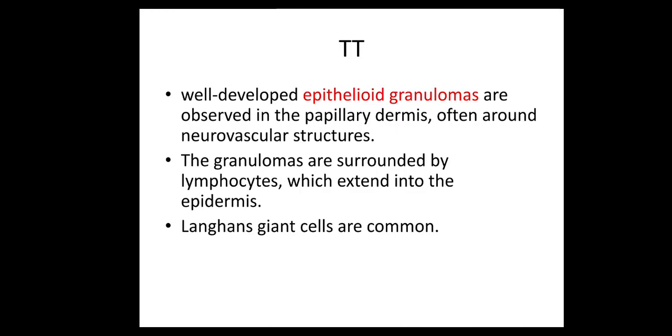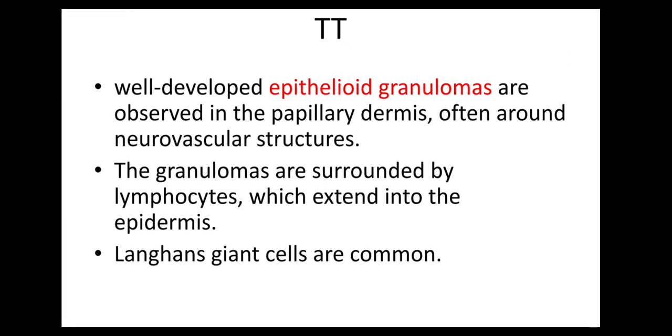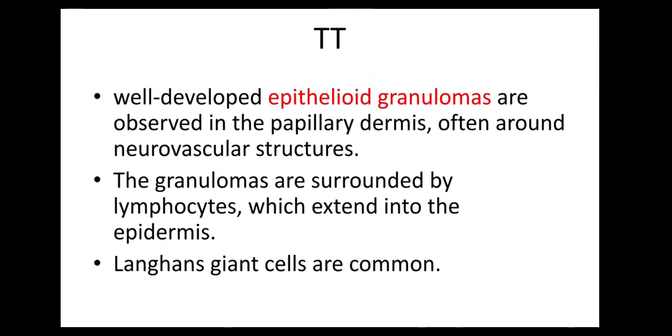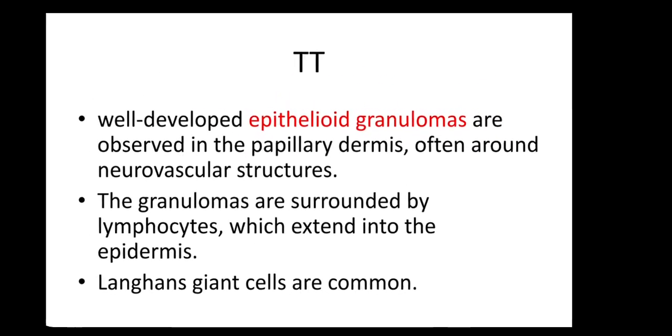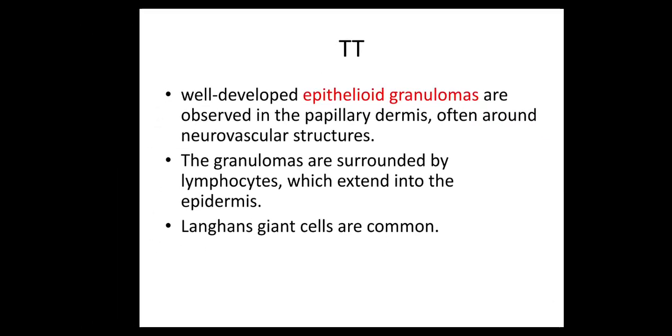Now in histology, basically you know it is tuberculoid leprosy, right? So here you will have epithelioid granulomas, usually seen in the dermis. They are usually seen in and around the nerves or the blood vessels. So there is granuloma formation, and surrounding that you have lymphocytes and Langhans type of giant cells.